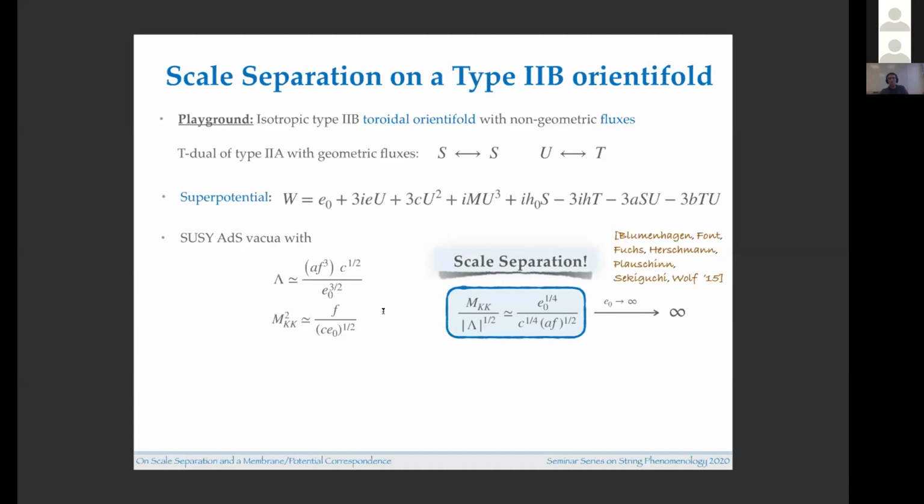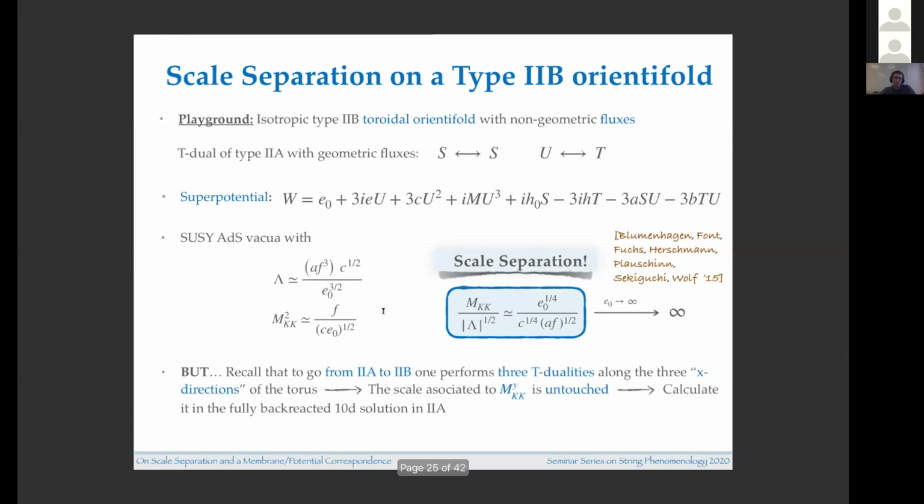But the key point here is, okay, this is non-geometric. We don't really know how to go to the 10D picture, let's say. But as I was saying, this is T-dual to one of the type 2A cases I was talking about right before. Not the same example I was showing, but one without the Romans mass. Actually, this M here is 0. But to go from this type 2A to type 2B, what one does is perform 3 T-dualities along these X directions, let's call them X directions of the torus.